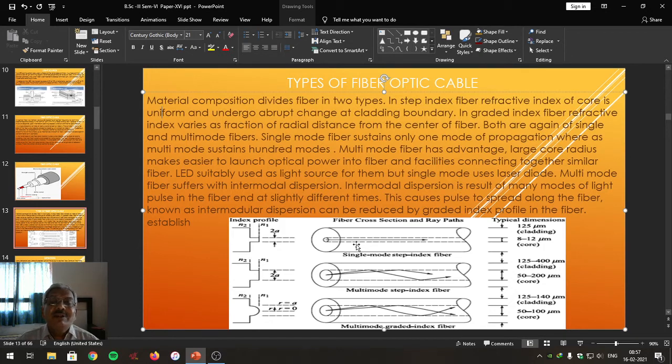Thus we can say basically there are two types. One is a step index fiber, the second one is a gradient index fiber. In step index fiber, the refractive index will remain uniform throughout the fiber but abruptly changes at the boundary. In gradient index fiber, the refractive index continuously changes from one end towards the other end.